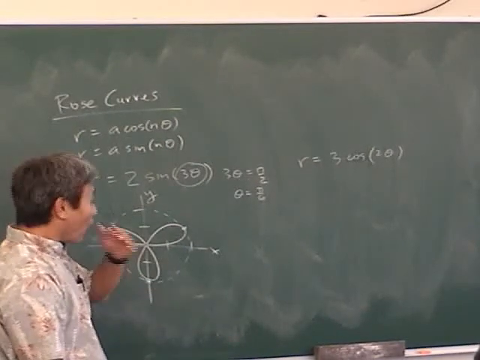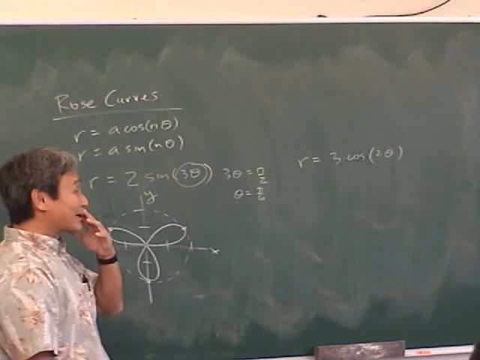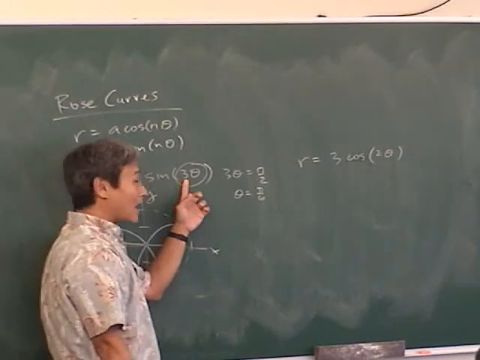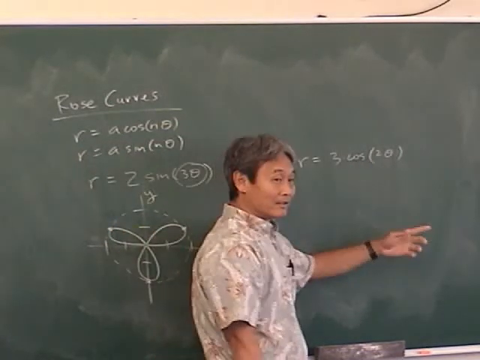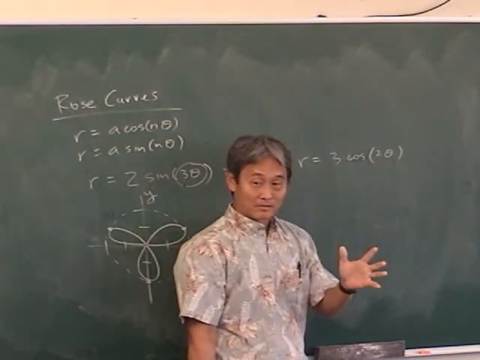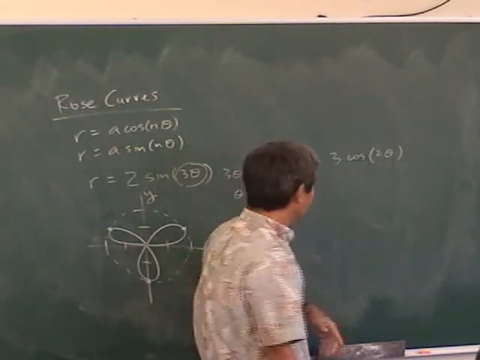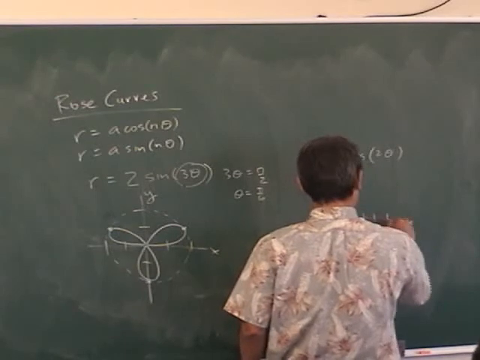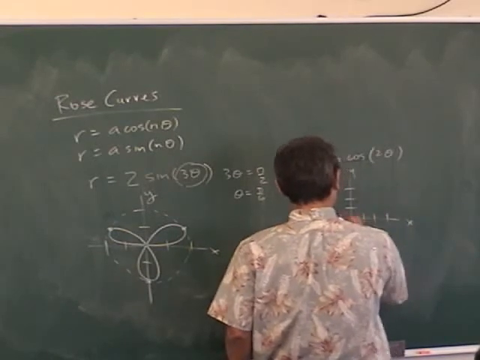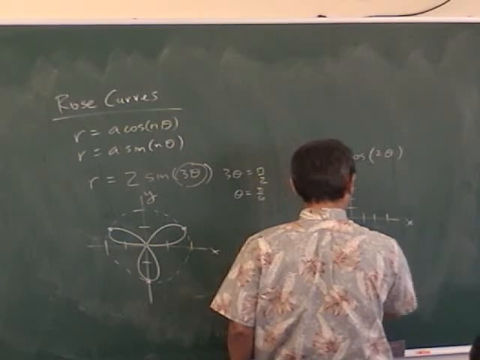There are 4 petals. Wait, I don't get it. Well, if this number is odd, that's how many petals you're going to get. But if this number is even, you're going to get twice as many petals. So 4 petals equally spaced apart. Each petal is 3 units long.